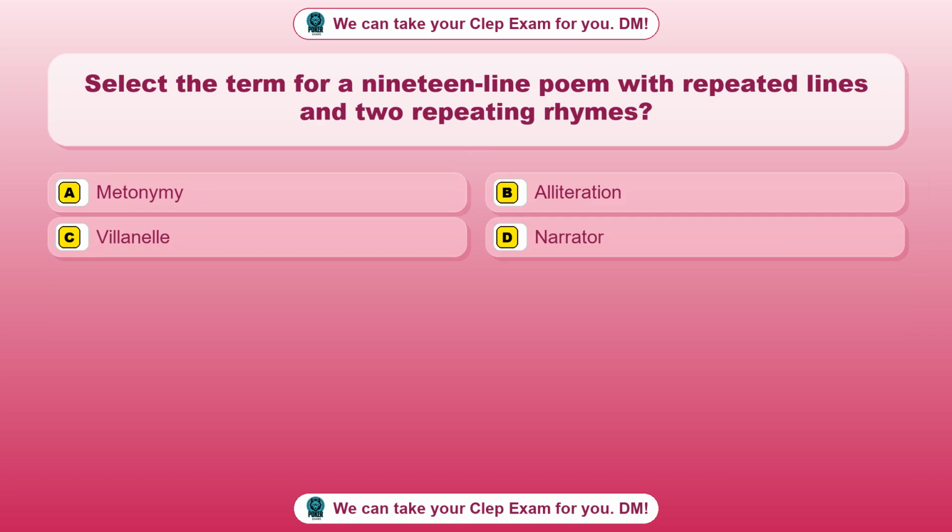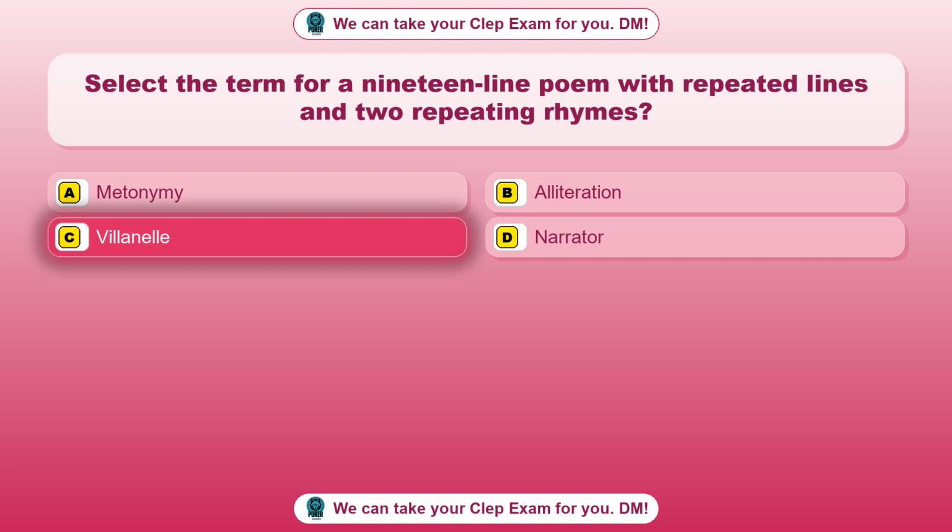Question 23. Select the term for a 19-line poem with repeated lines and 2 repeating rhymes. Option A, metonymy. Option B, alliteration. Option C, villanelle. Option D, narrator. The correct answer is option C, villanelle.